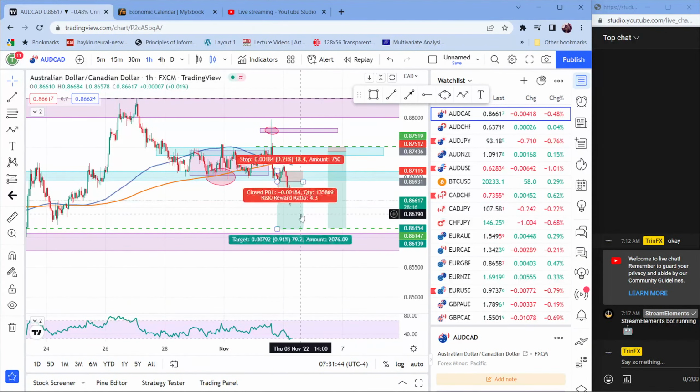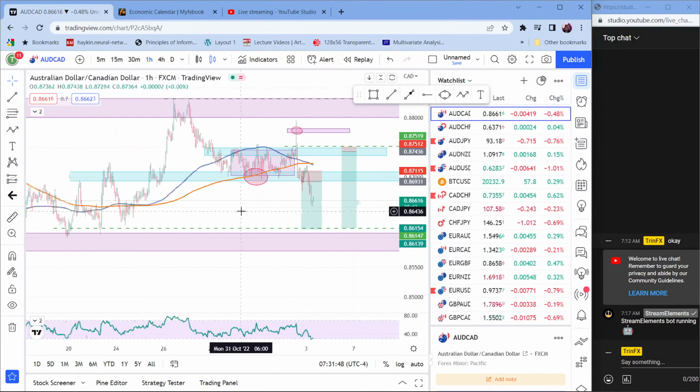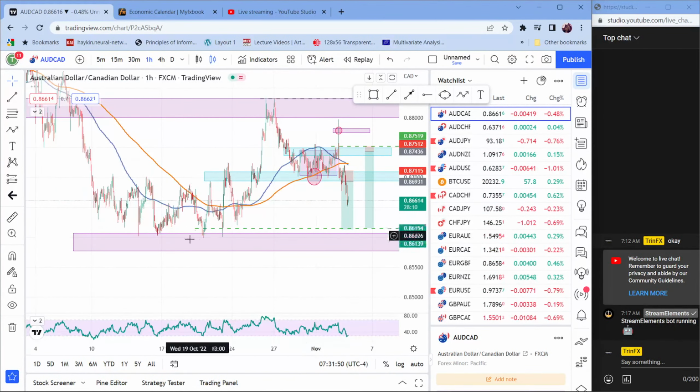So there's zero reason to be looking for buys in a situation like this. You just want to sell and sell all the way to the next significant level, which is the support level right here, right? The support area.